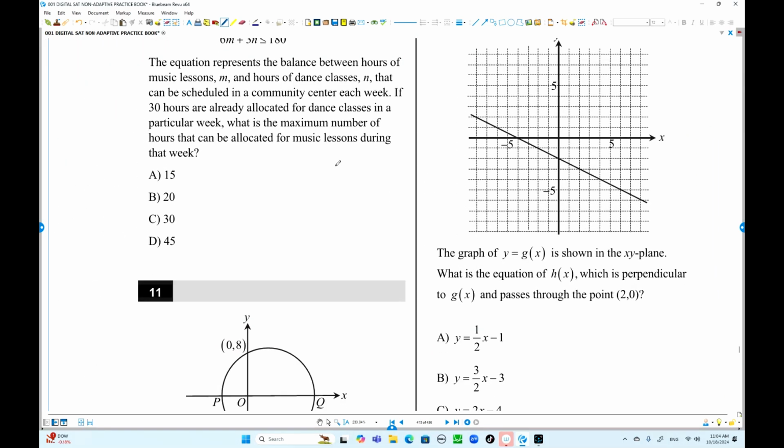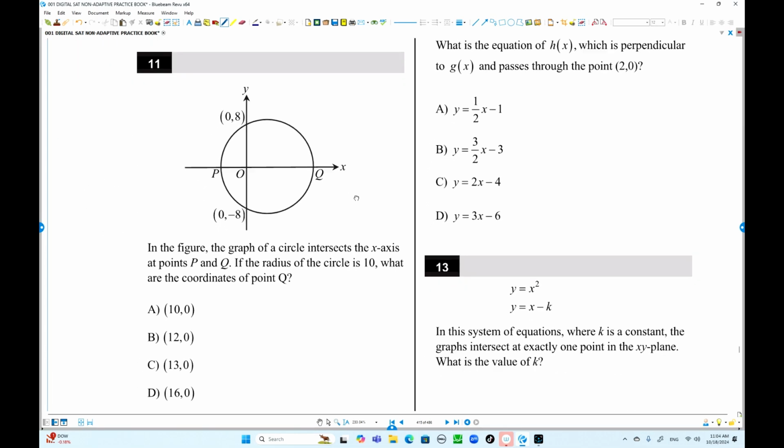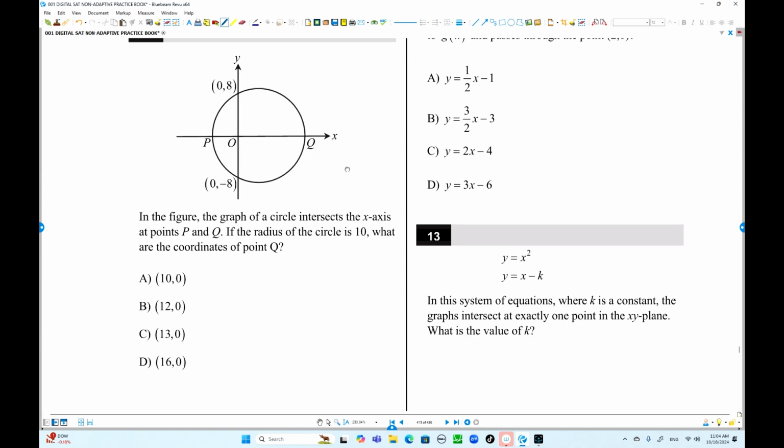All right, number 11. So we have a circle. This is your perpendicular, okay? And the radius of the circle is 10. What are the coordinates of point Q, x and y? The y coordinate is definitely 0, right? Yeah, they are all 0 over here. How can you find the x coordinate of point Q?